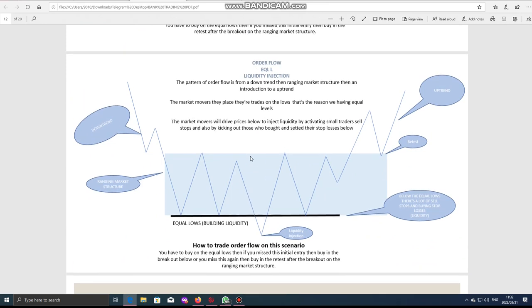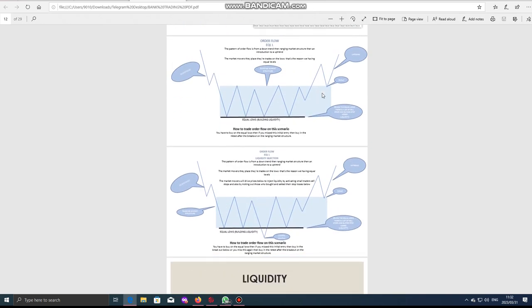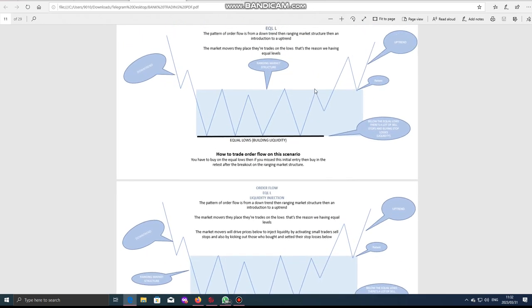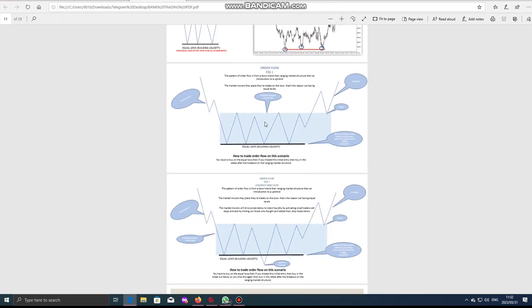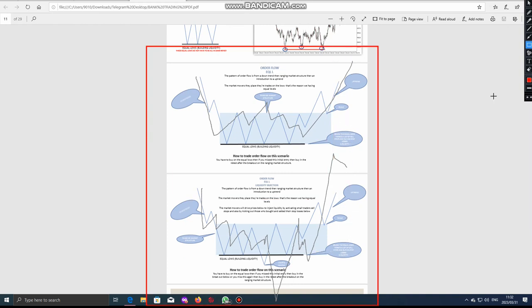Let's get there and check for these setups. If possible, you will see that everything is clear. You see, only these two. The market comes in a downtrend, then consolidates, then uptrend. Sometimes downtrend, then consolidation, then liquidity injection, then back to consolidation, and then uptrend. Simple like that. Let's go and see if we are able to find what I'm talking about.